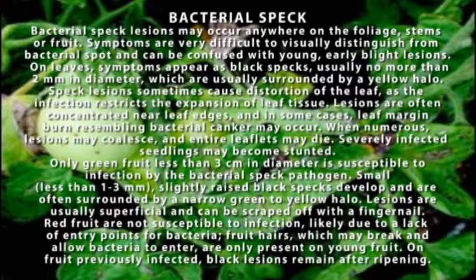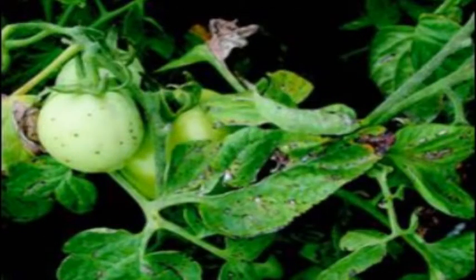Small, 1–3 mm, slightly raised black specks develop and are often surrounded by a narrow green to yellow halo. Lesions are usually superficial and can be scraped off with a fingernail. Red fruit are not susceptible to infection, likely due to a lack of entry points for bacteria. Fruit hairs, which may break and allow bacteria to enter, are only present on young fruit. On fruit previously infected, black lesions remain after ripening.